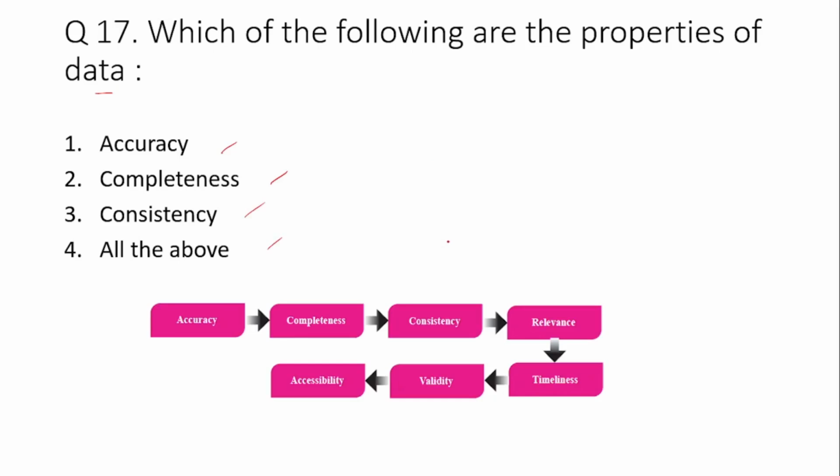So the various properties of data are accuracy, as already mentioned in the question, completeness, again mentioned, and consistency, also mentioned. So my correct option should be option number 4. Other than that, we also have relevance, accessibility, validity, and timeliness, right? So all in all, we have 7 properties of data. 3 already mentioned, 4 are mentioned in the question. So you can memorize this so that you are able to answer this question, right?